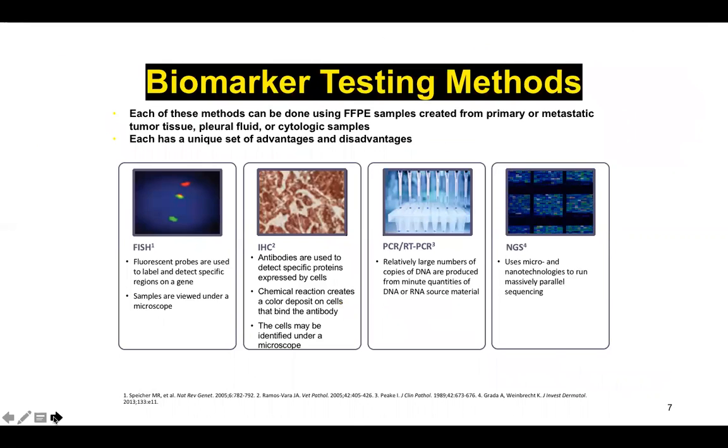Now coming to the biomarker testing methods. Each of these methods can be done using FFPE samples created from either primary or metastatic tumor tissue, pleural fluid, or cytological samples. Basic methods are FISH, IHC, PCR, and NGS. In FISH, fluorescent probes are used to label and detect specific regions on a gene. Samples are viewed under a microscope. In IHC, antibodies are used to detect specific proteins expressed by the cells. The chemical reaction creates a color deposit on cells that bind the antibody. The cells may be identified under a microscope. In PCR and RT-PCR, relatively large numbers of copies of DNA are produced from minute quantities of DNA or RNA source material. NGS uses micro or nano technologies to run massively parallel sequencing.